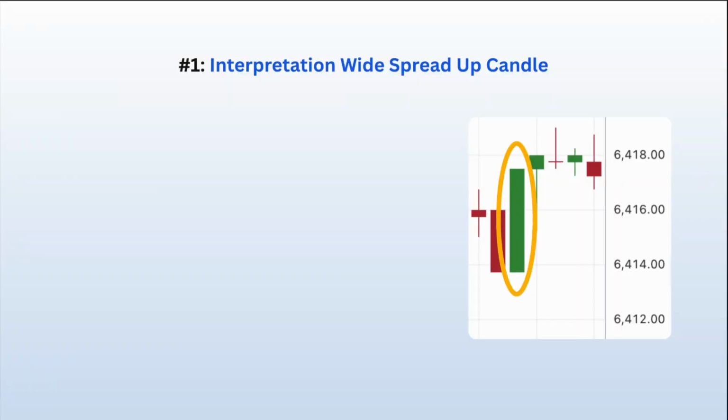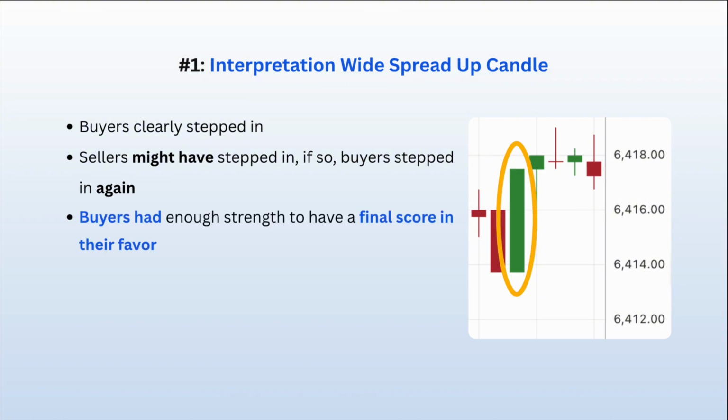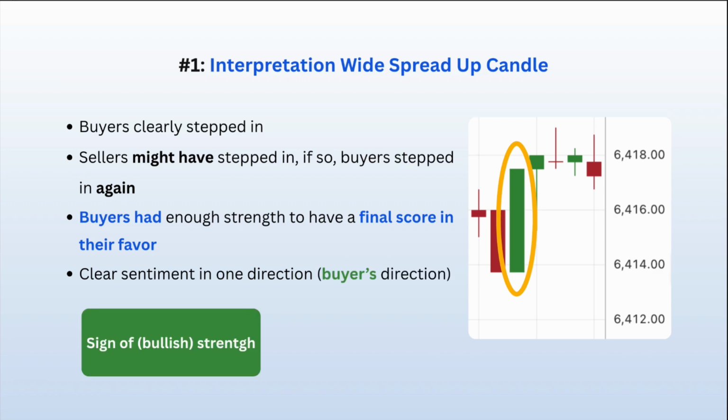What is the interpretation of this wide spread up candlestick? We know that the buyers clearly stepped in, and yes, sellers might have stepped in as well, creating the so-called temporary upper wick. Even if that happened, the buyer stepped in again. Overall, the buyers had enough strength to have a final score in their favor. So there is clear sentiment in one direction, and it's not in the seller's direction, it's in the buyer's direction. And for this reason, we can say that this is a sign of strength.